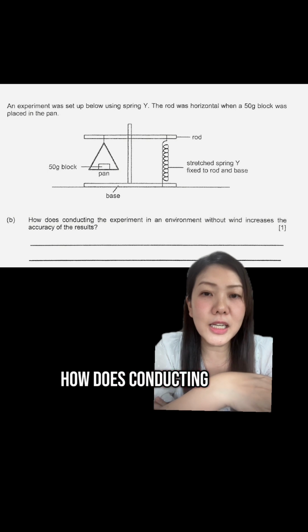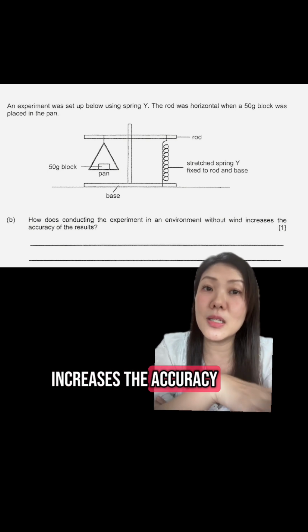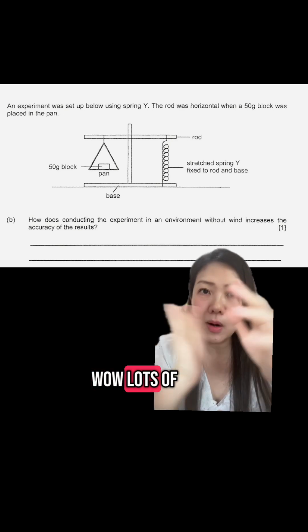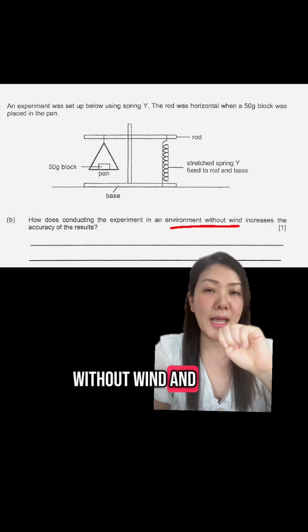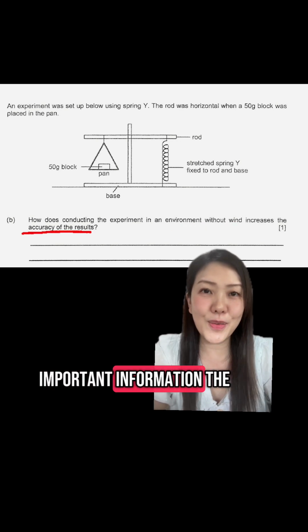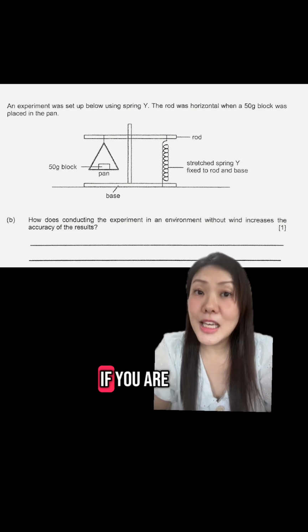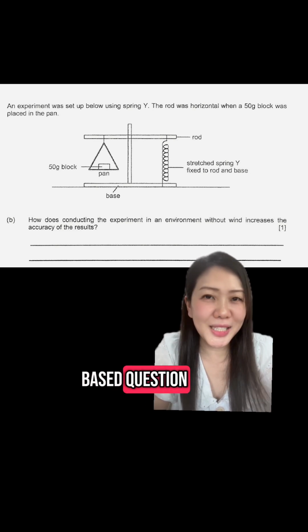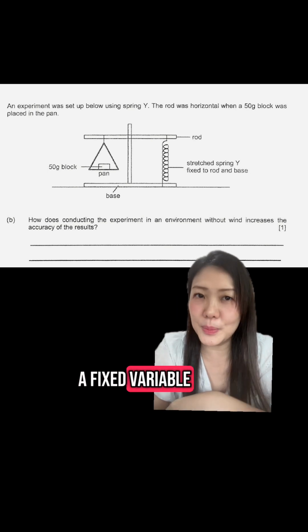How does conducting the experiment in an environment without wind increase the accuracy of the results? Wow, lots of keywords. So let's highlight in an environment without wind and increases the accuracy of the results. Important information. The question is your best friend. If you are familiar with experiment-based questions, you will know that environment without wind is actually a fixed variable.